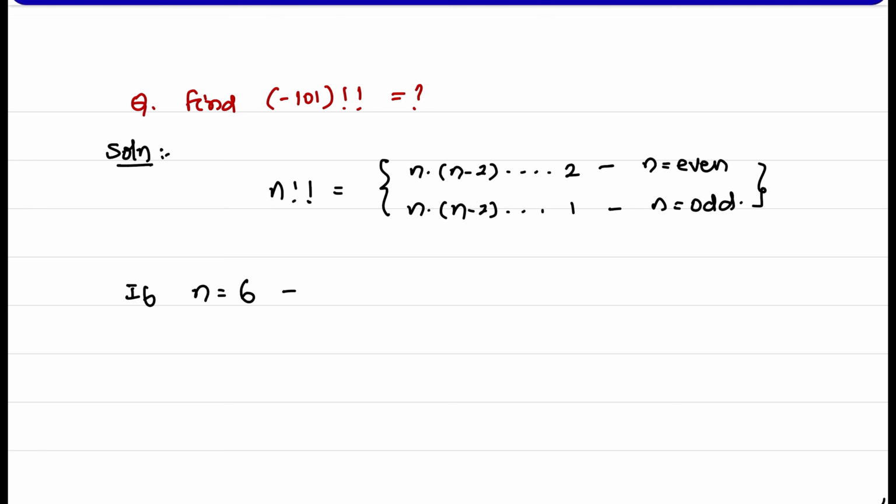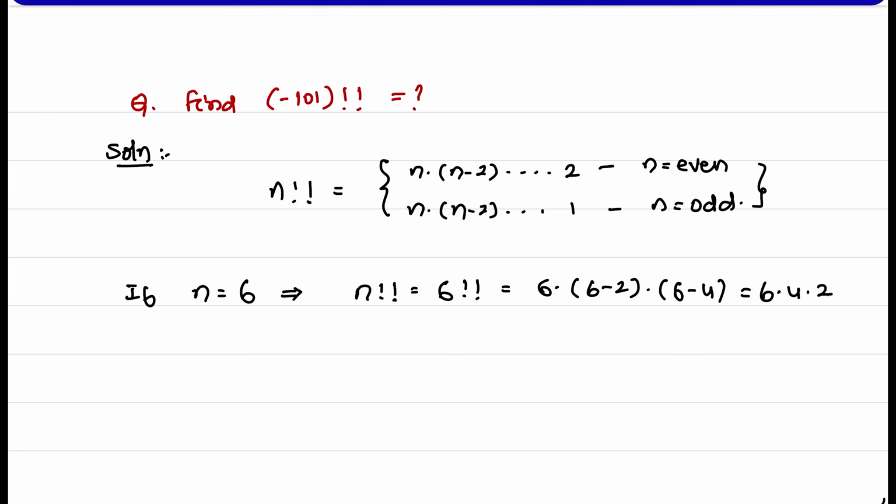For example, if n is equal to 6, then 6 double factorial is equal to 6 into 6 minus 2 into 6 minus 4, that is equal to 6 into 4 into 2, that is equal to 48. That is for n even.